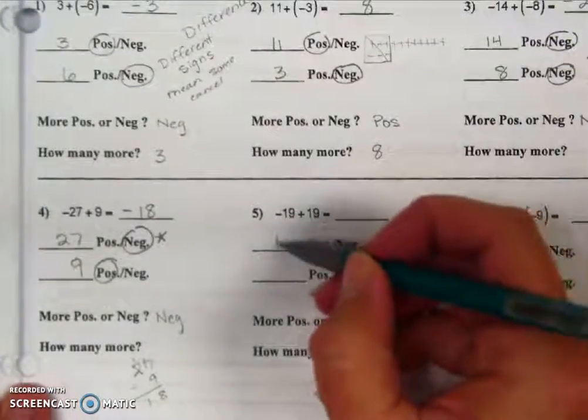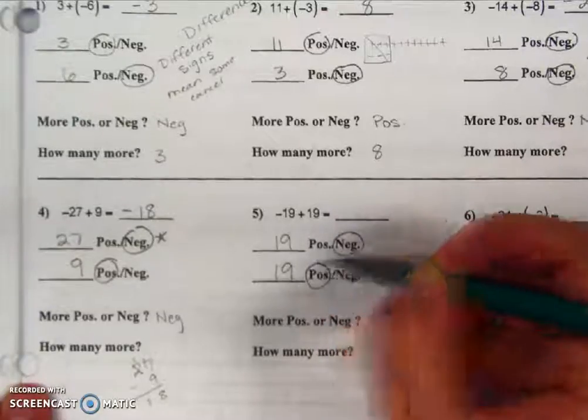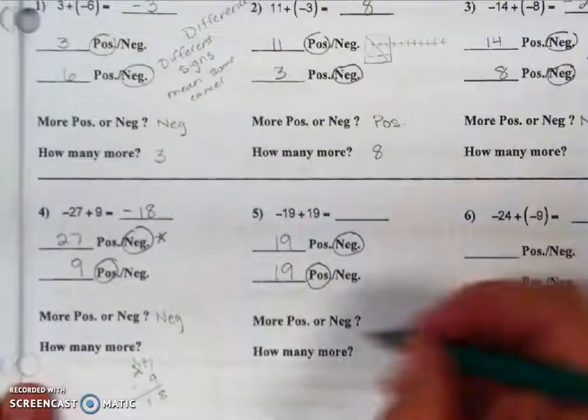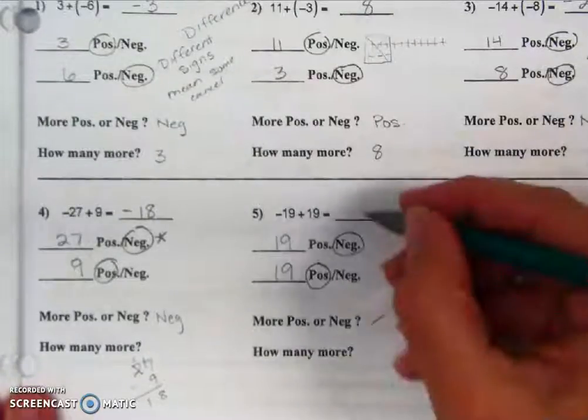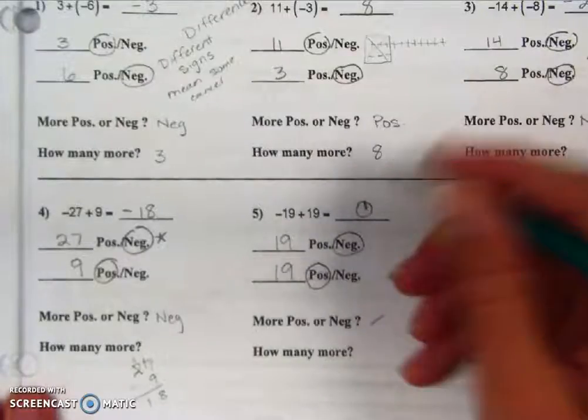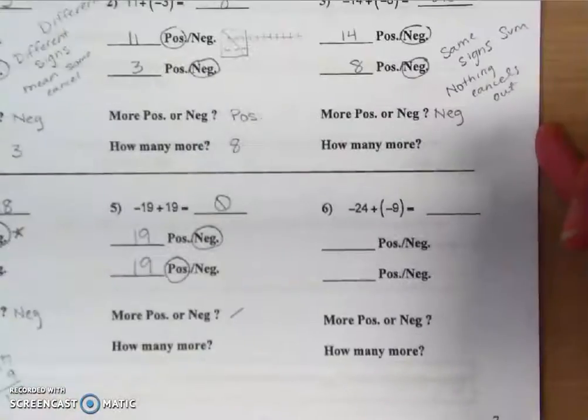Let's try number 5. I have 19 negatives and 19 positives. Okay, here we go. How many more positives or negatives? Well, neither of them are more because they're the same. They're additive inverses, and so we know the answer is going to be 0. Oh, this pencil keeps breaking. 0. On to number 6.